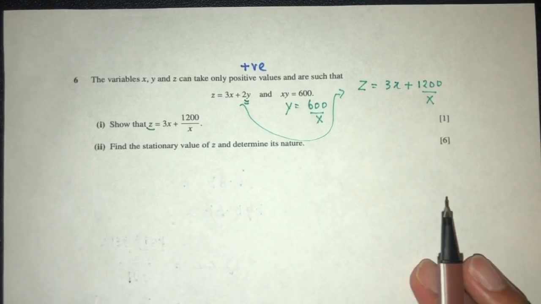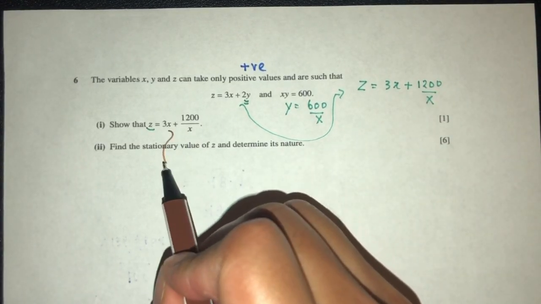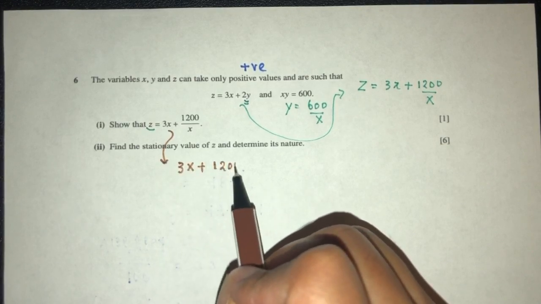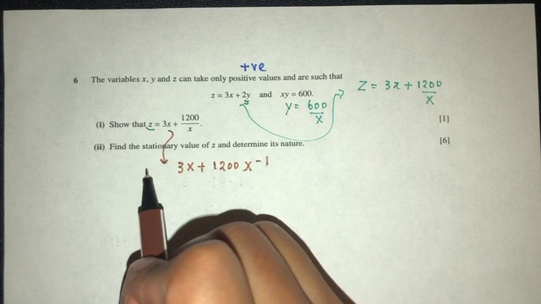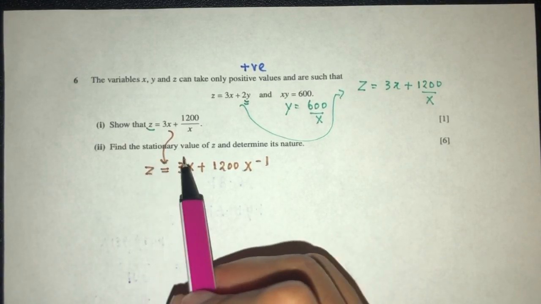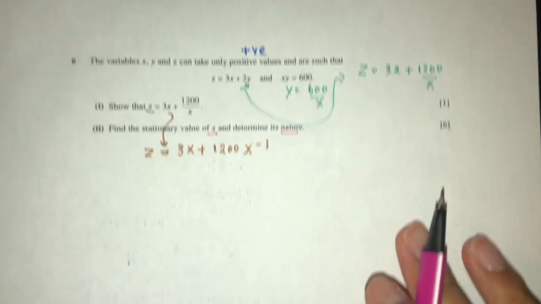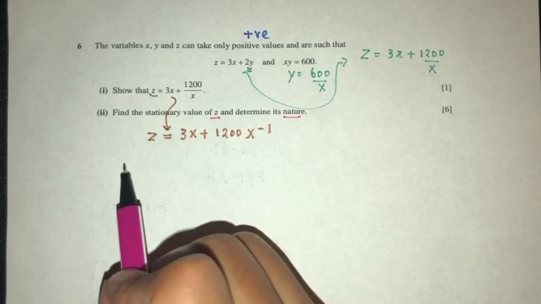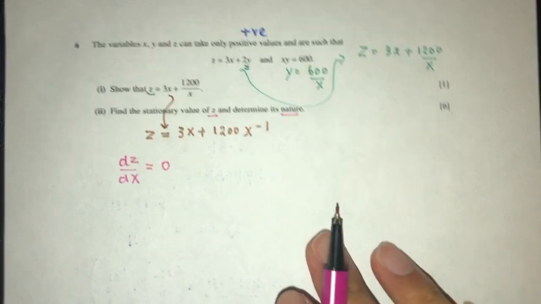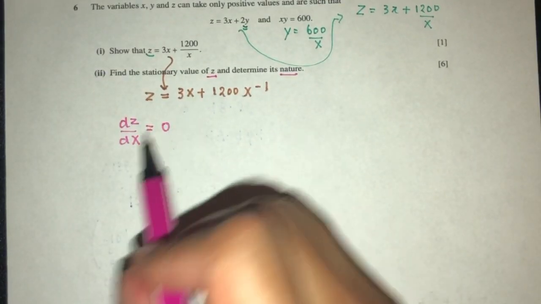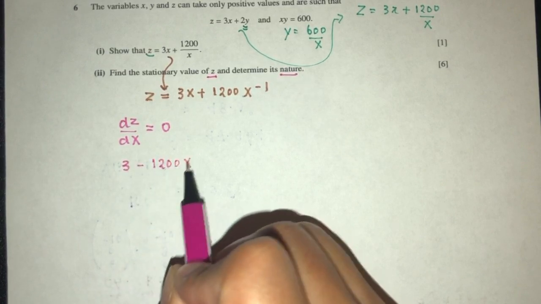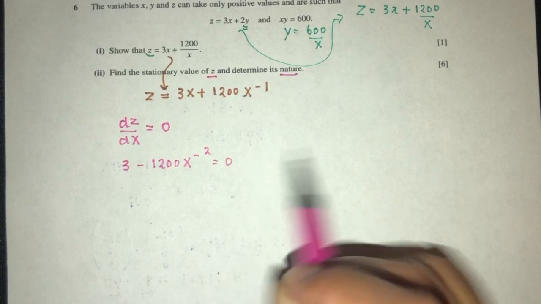Now I do realize that I can rewrite this as 3x plus 1200 x power minus 1. Right? Now part 2, we have to find the stationary value of z and find its nature. So pretty easy. At stationary value, what do we know? dz by dx has to be 0. So let's perform this operation. That will be 3 and then minus 1200 over x squared. This should be 0.